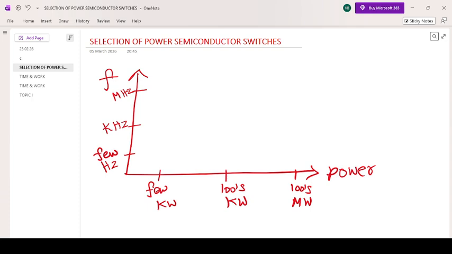If you want a power handling capacity of a few kilowatts, but whose operating frequency is much higher, in the range of megahertz, then you can go for MOSFET. If you want slightly higher power handling capacity, whereas the operating frequency is somewhat lesser than that of your MOSFET, then you can go for BJT.